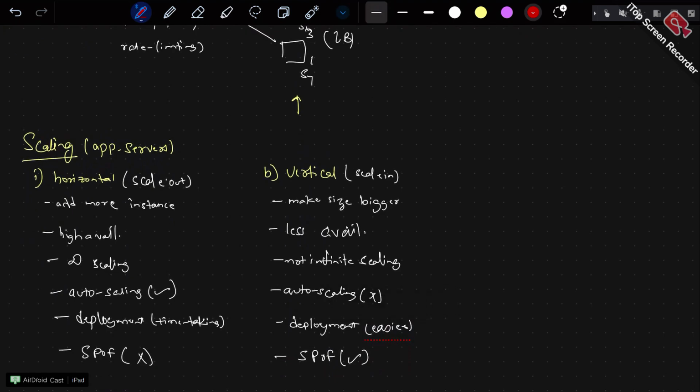In most of the cases, we use horizontal scaling. Vertical scaling is used very less in microservice architecture. Just remember these pros and cons, because in interviews you will be asked why you would prefer to go for horizontal scaling, so you can list down these points. So now this was about the application servers.